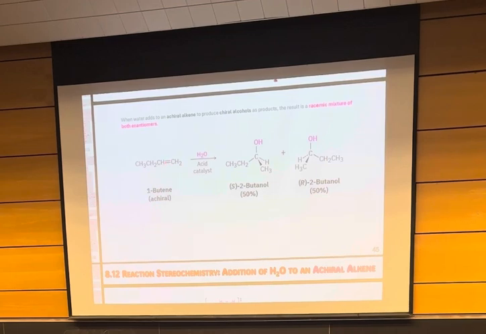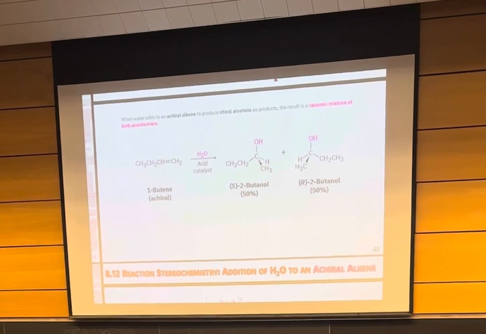So we add this. Everyone knows what's going to happen. It's going to pick up a proton. The carbocation is going to end up on the secondary carbon, correct? Yes, secondary carbon. So therefore, you're going to get the OH in that position.